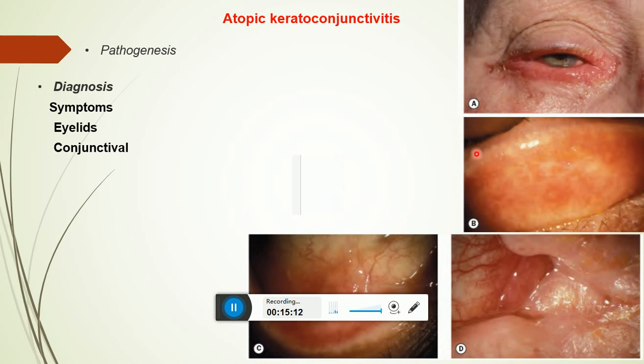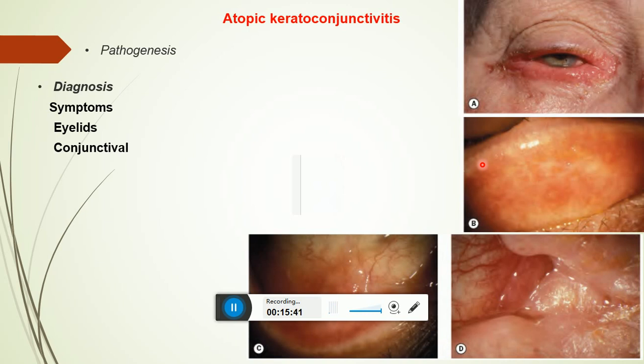Now about the conjunctiva. Conjunctival involvement is preferentially inferior palpebral, whereas in VKC it is worse superiorly. There is discharge, more watery than stringy. In VKC it is stringy, while here it is watery. Hyperemia and chemosis occur during active inflammation.